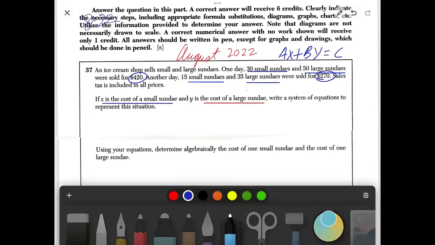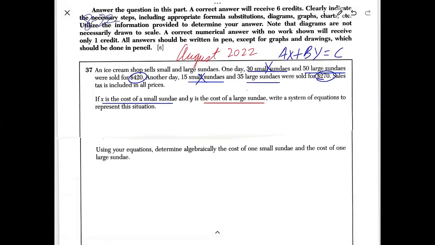So all you're going to do is wherever you see small sundae, you're going to replace it with the X. So we had 30 X's, and then we had another 15 X's. And you're going to do the same thing for the large. You're going to replace the large with Y. So we had 50Y plus 35Y. And we also know the cost. So we're going to write those two equations. I'll write one in red, one in blue.